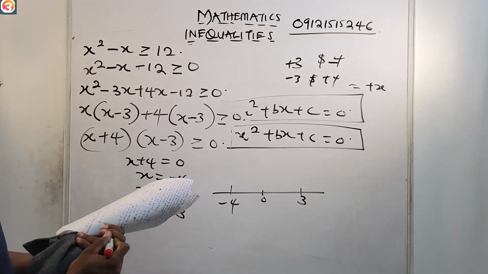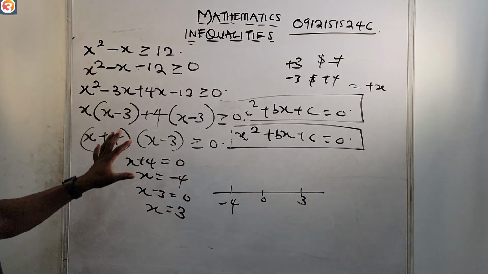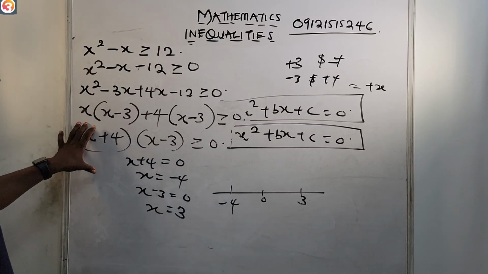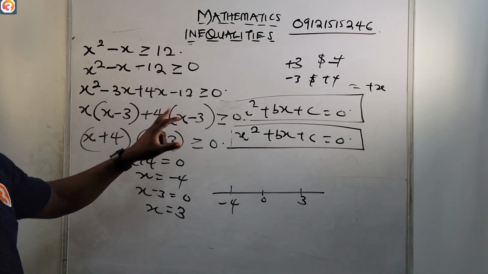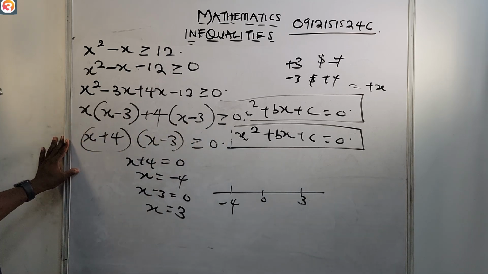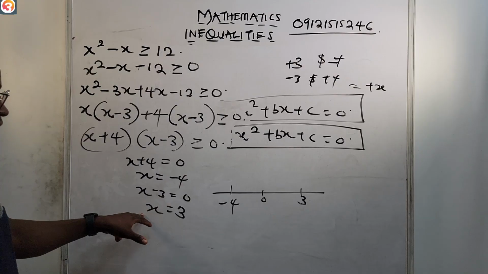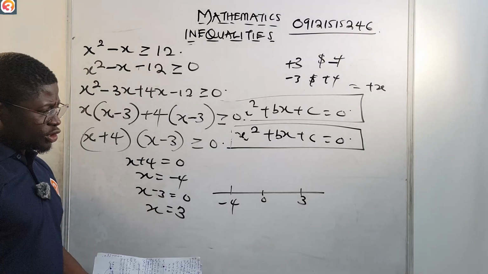Are we together? Are we okay with this quadratic equation? Hope you are right. Let's check again. I think it's correct. For us to be able to have this inside the brackets the same, it means that we are very correct. So x is minus 4, or x is plus 3.